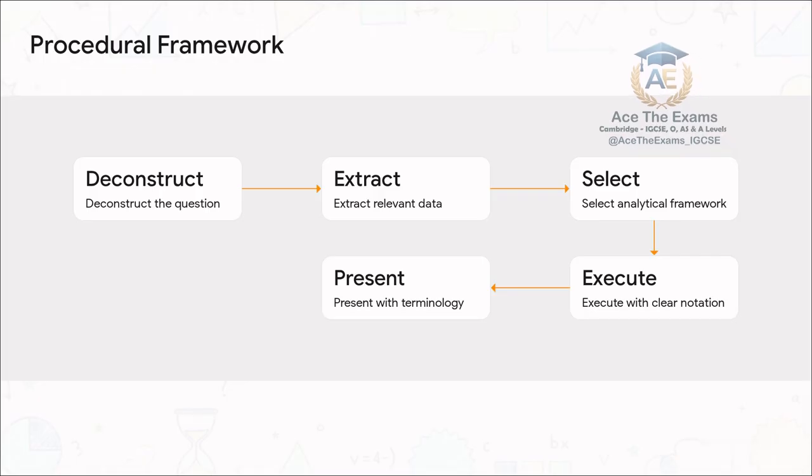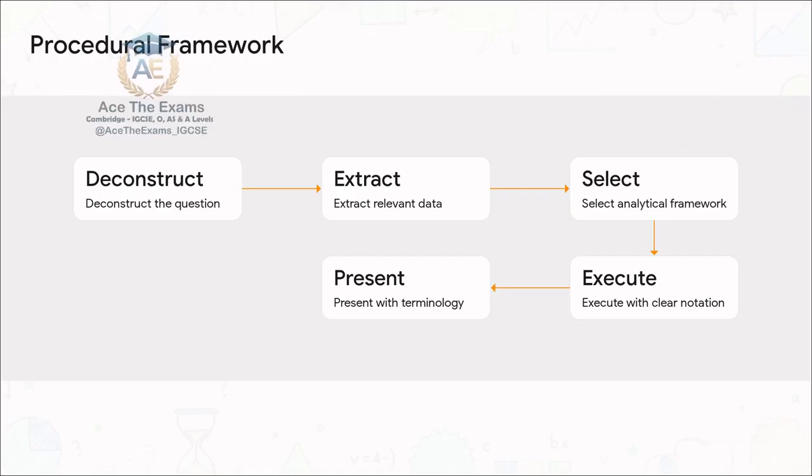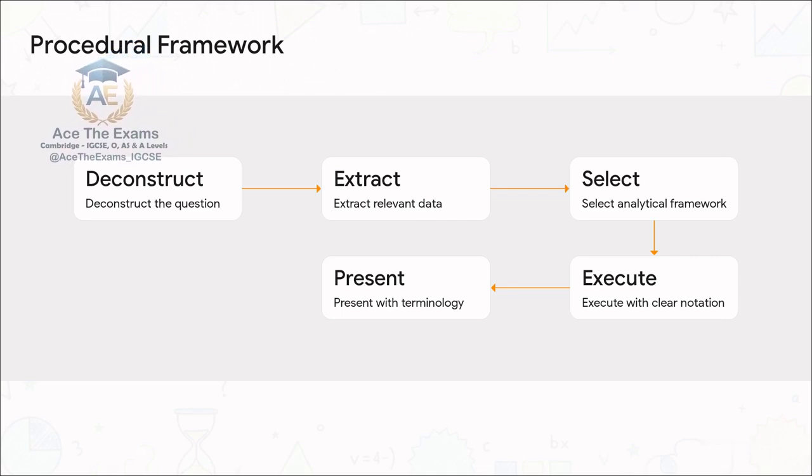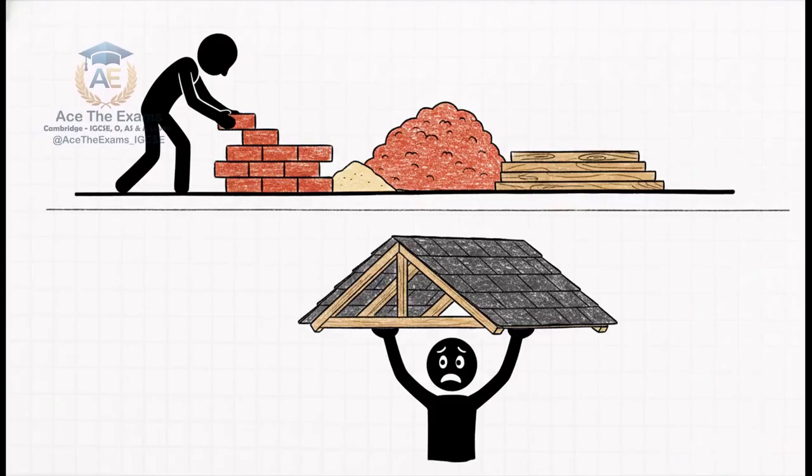Step 3, select. You realize this path is a parabolic arc, so you select the quadratic formula as your analytical framework. Step 4, execute. You write out the formula crystal clearly, substituting your data, which creates your point and evidence from our PEEL framework we talked about earlier. Step 5, present. You solve it, getting 2 different times. You then present the correct positive time with the right terminology and units, successfully completing the link phase of your answer. Boom, full marks.